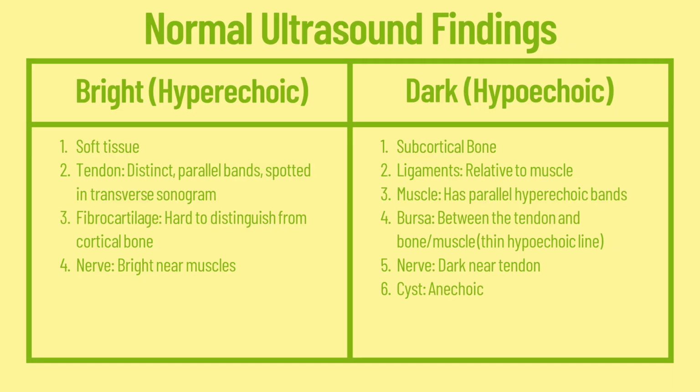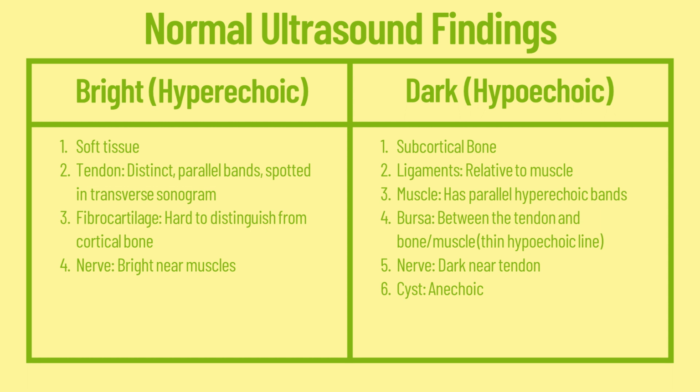So on a normal ultrasound, we are going to find that soft tissue, tendon, fibrocartilage, and nerve are going to show up as hyperechoic, and this is going to be bright. Now, with these things, I have to note, it is sometimes going to be dependent on what that tissue structure is next to, because a nerve can appear bright next to the muscles, but dark next to the tendons that are a little bit more hyperechoic than the nerve.